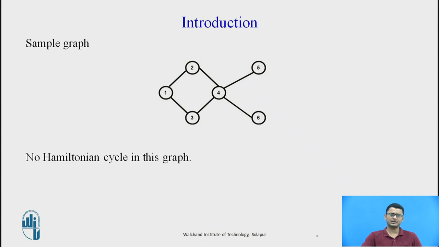If we consider this particular graph, for example, we start from 1, we will tour from 1 to 2, 2 to 4, and if you go to any of the vertices, that is either 5 or 6, you will not be able to cover the other vertices apart from coming back to 4. So this will not satisfy the constraint that this problem has given, and 4 will be visited twice. So there is no Hamiltonian cycle in this graph, since it does not satisfy all the constraints.